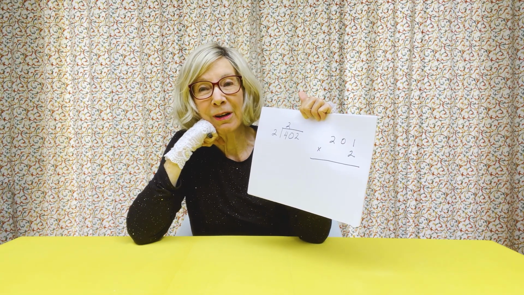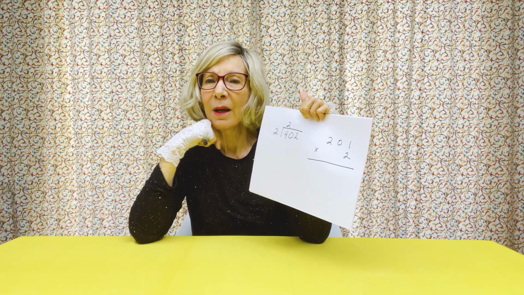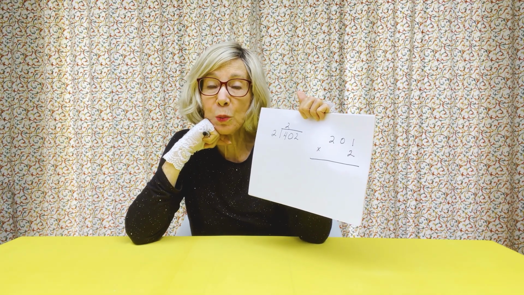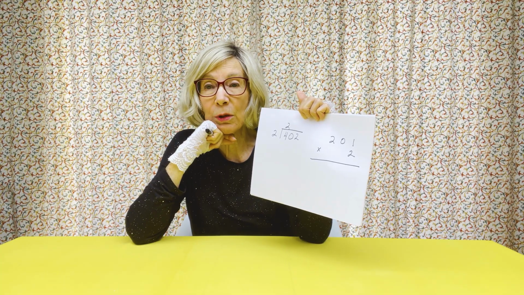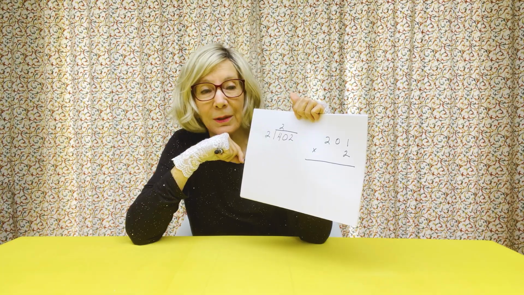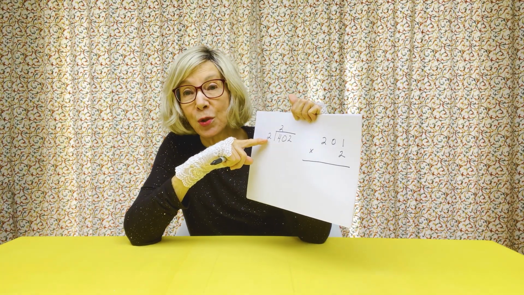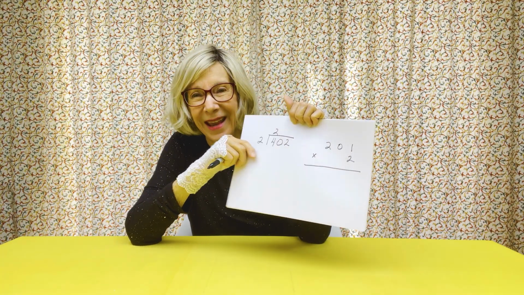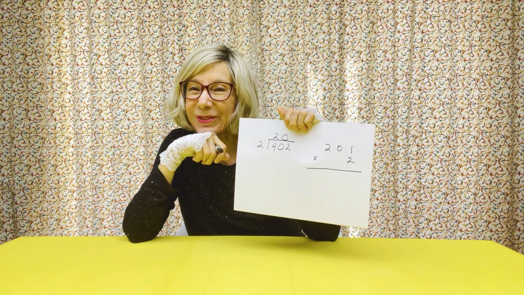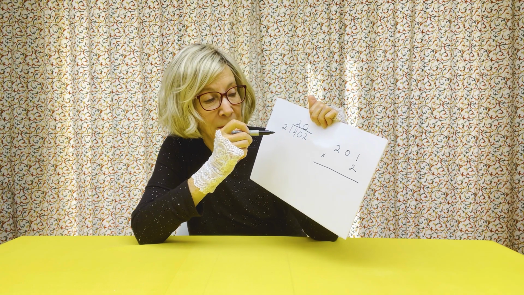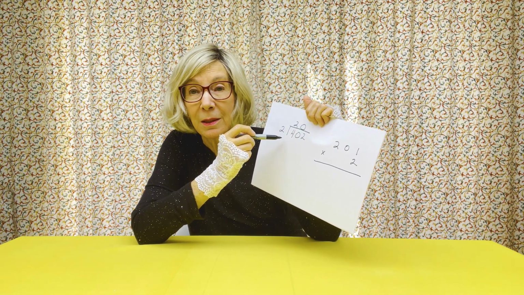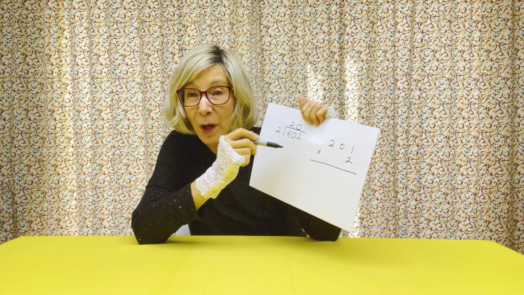And the next one's tricky. Are you ready for the next one? This is 0. How many times can you subtract 2 from 0? Or what do you need to multiply 2 by to get 0? This is really tricky, but some of you know how much I love 0. 0 times 2 is 0. Yes, so we have to write a 0 up here. Cool, right? And then how many times can you subtract, or what do you need to multiply 2 by to get 2? 1. Good.